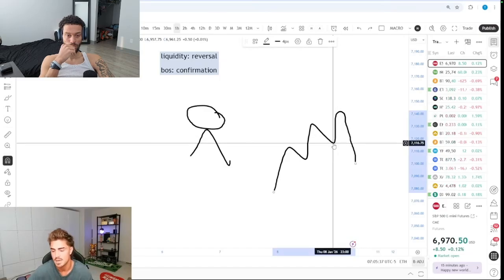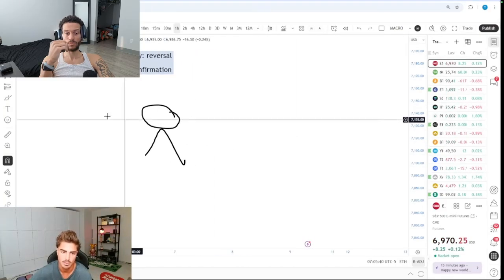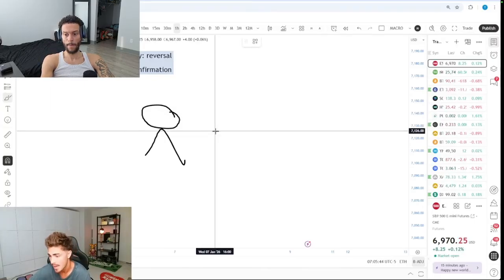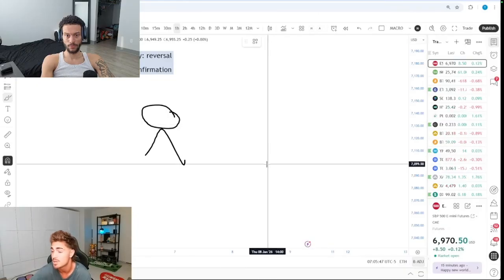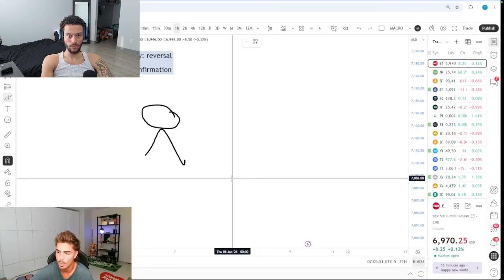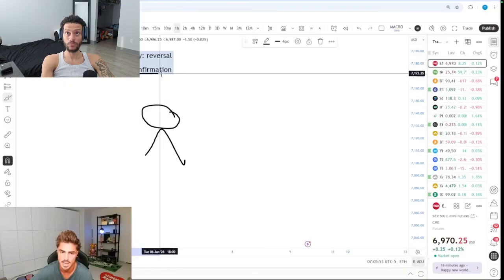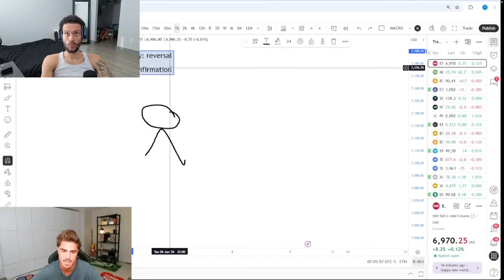Price just has the opportunity to fill orders above highs and below lows. It doesn't mean that price has to fill orders, it just means price has the opportunity. So how do we confirm that price actually took that opportunity and wants to cause the reversal? We see a change in trend through break of structure. Now that's the only confirmation confluence that we know for now.